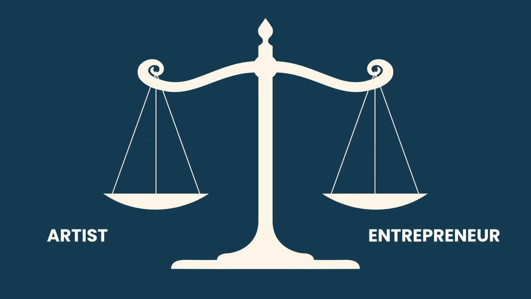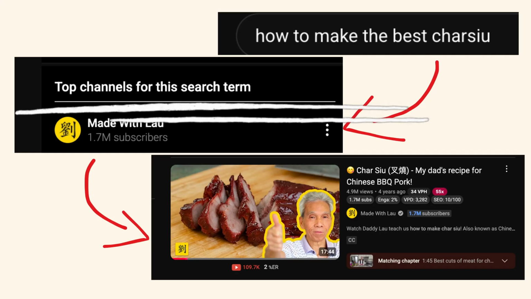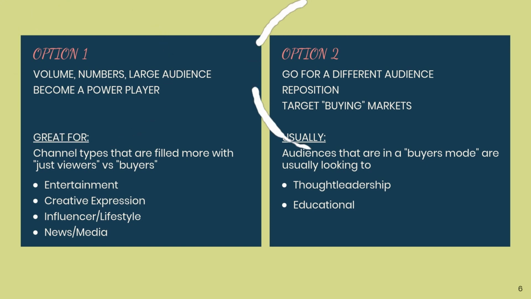So if you want to stay in that creative lane where you're kind of straddling two channel types, creative expression and thought leadership educational, then it's about really doubling down, really perfecting that views portion of your system and having the plans of becoming a power player in your niche. Now let's say going after volume, big numbers, just doesn't really interest you. Well, we have option two.